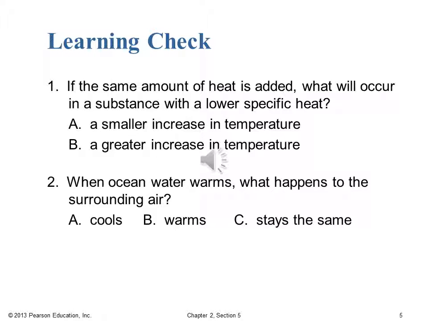Alright, so before we do any heavy-duty math with this idea, let's pause for a brief learning check. We've got 2 questions here. First, if the same amount of heat is added, what will occur in a substance with a lower specific heat? A, a smaller increase in temperature, or B, a greater increase in temperature? You can think back to that graphic from the previous slide if you want to think about a lower specific heat. So just compare aluminum and copper, for instance. Copper had the lower specific heat, so what would we expect?